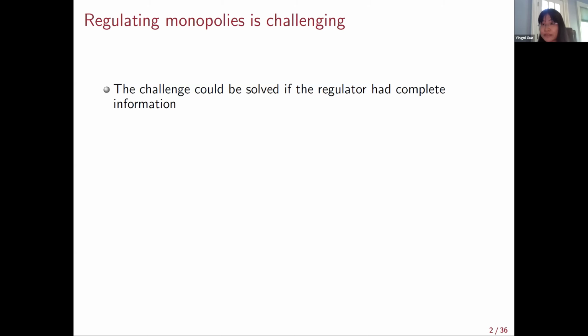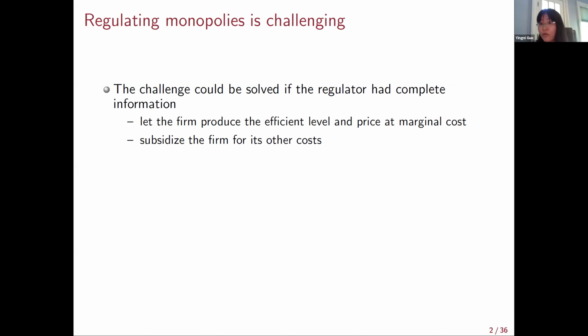Now, this challenge could be solved very easily if the regulator had complete information about the industry he regulates. He would ask the firm to produce the efficient level and to price at the marginal cost at that efficient level. He then subsidizes the firm for all of its other costs. So in this case, the regulator would make sure that the maximum surplus is generated and all the surplus goes to the consumer.